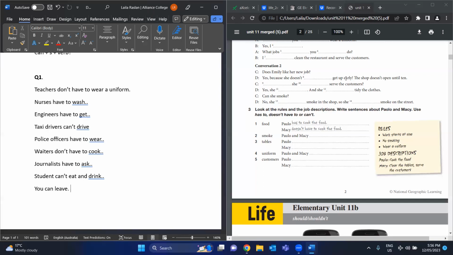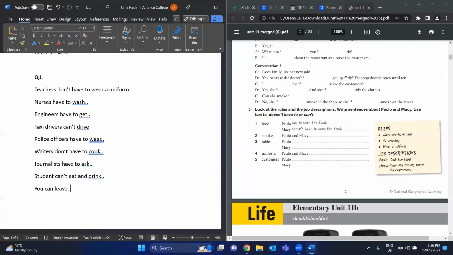Does she have to serve the customers? Yes, she does. Or yes, she has to. You could go either way. Yes, she has to. And she has to, it's very important, tidy the clothes. It's not an option. She can if she wants. It's she has to, she must tidy the clothes.